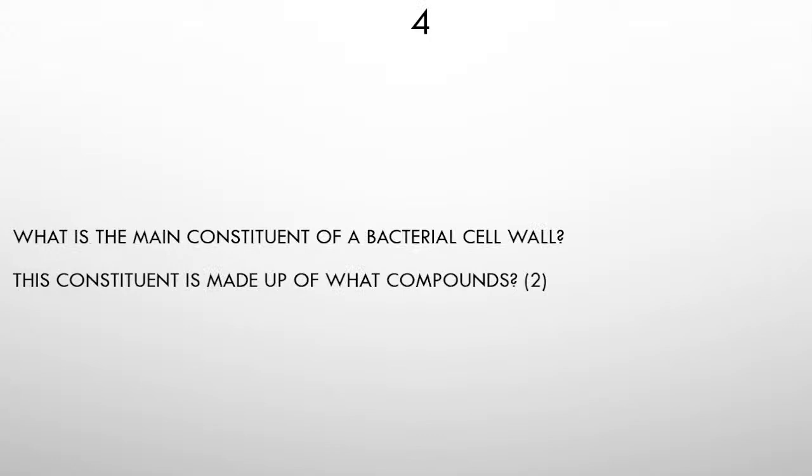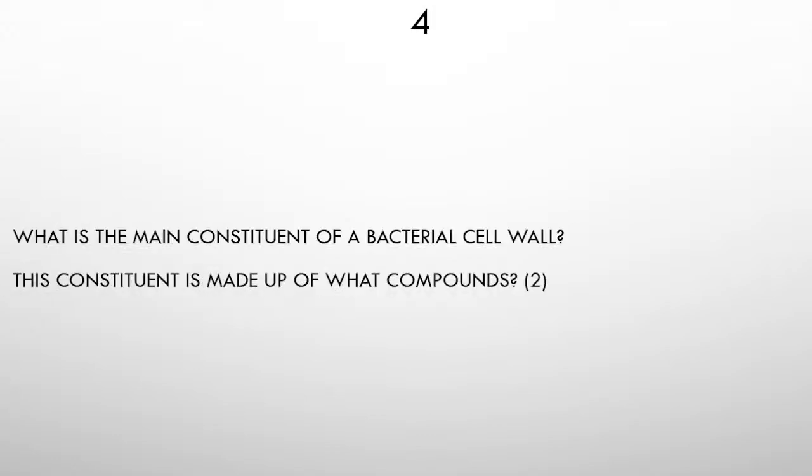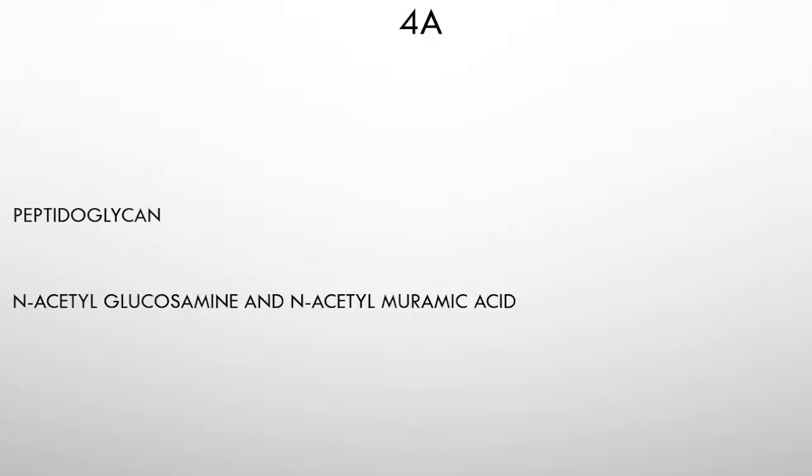All right. Now, what is the main constituent of a bacterial cell wall? Well, please don't forget that bacterial cell walls are different from fungal cell walls and viral capsids. We've talked about this. For fungus, it has chitin. In the cell wall of bacteria, they have what you call peptidoglycan. And the usual constituents of the peptidoglycan layer are N-acetyl glucosamine and N-acetyl muramic acid.